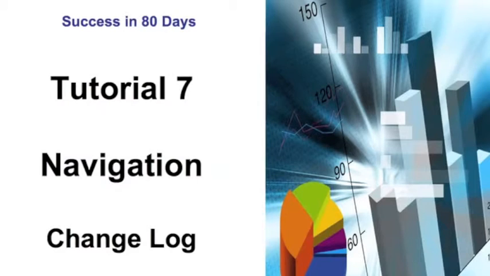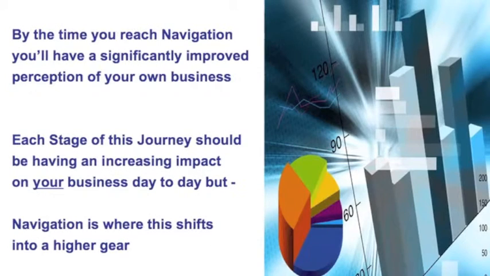So tutorial 7 takes us into the third stage of the Success in 80 Days program. That stage is navigation. And first up, we're going to have a look at what we call a change log. And we think that by the time you've reached the navigation stage, when you're working through this properly and diligently, you will have actually improved the perception of your business quite significantly.